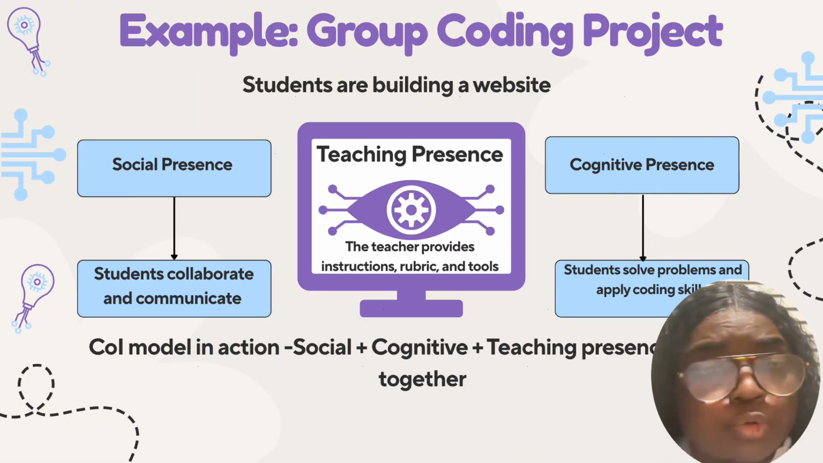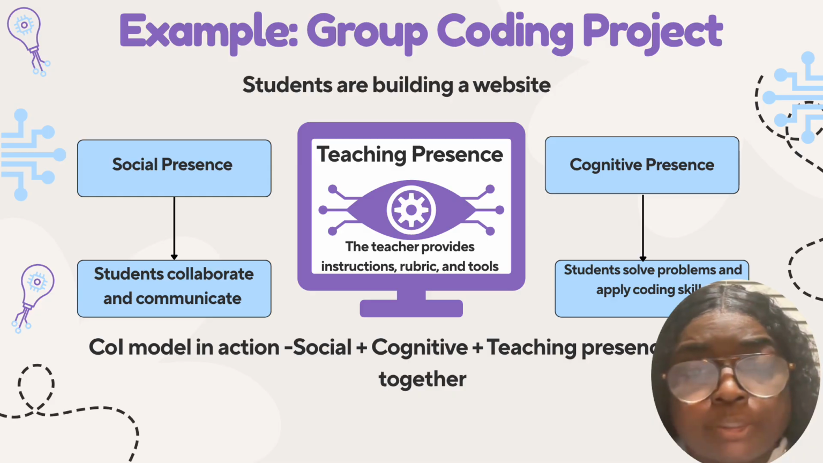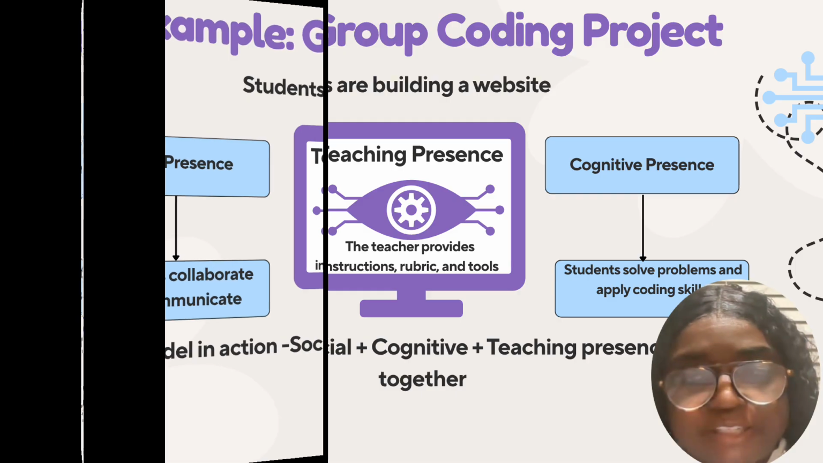For example, a group coding project. Let's say your students are building a website. There's teacher presence, you provide instruction, rubric, and tools. Social presence, students collaborate and communicate. Cognitive presence, students solve problems and apply coding skills. That's the CoI model in action. Social plus cognitive plus teaching presence working together. Key takeaway, CoI tells us learning is not just content delivery, it's interaction plus community plus thinking.